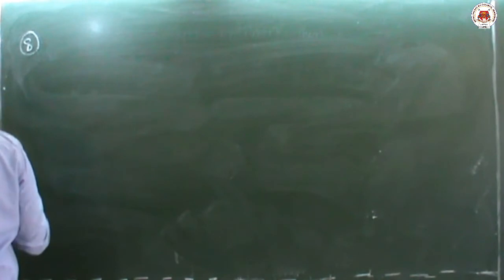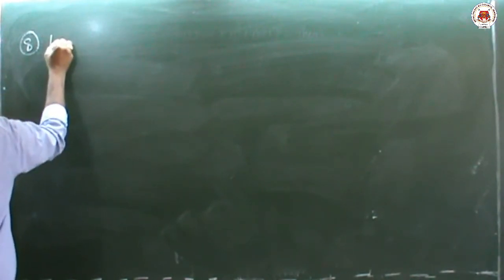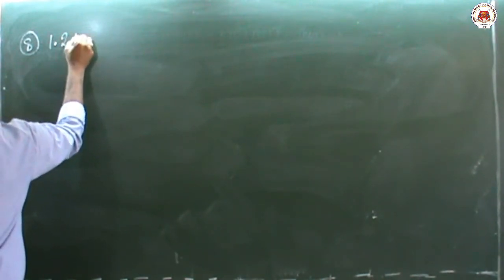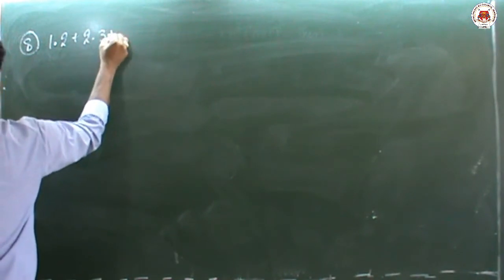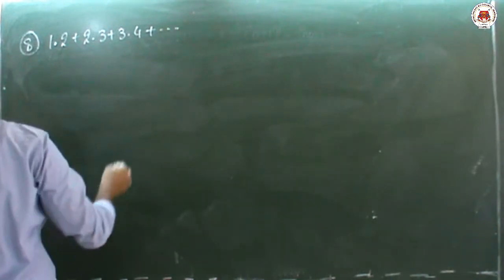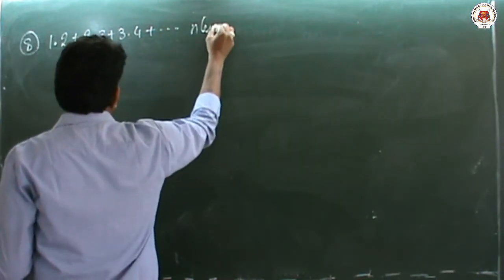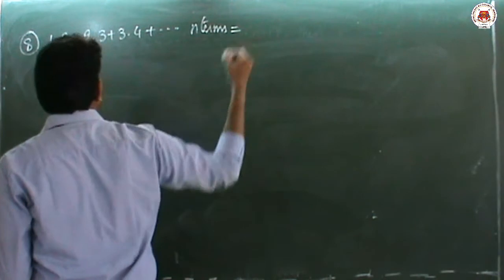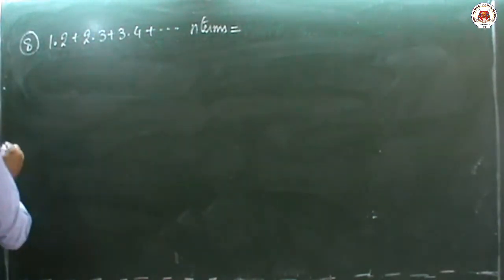Next question is: 1 into 2 plus 2 into 3 plus 3 into 4 plus, and so on up to n terms, equal to. Again, here the options are given.